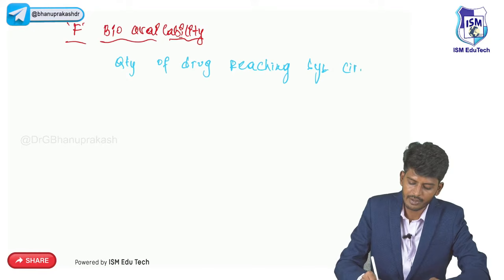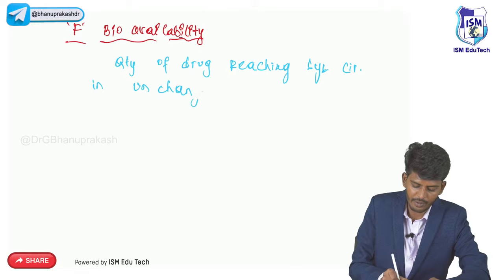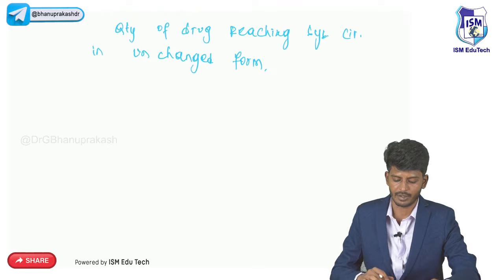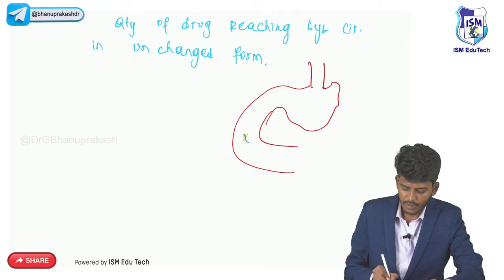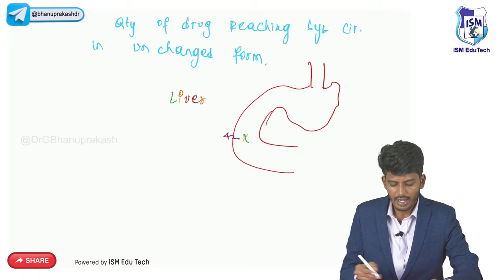Definitely you are getting bored when I tell you the definition. Unchanged form, I'll explain. Let's consider you gave a drug, let's take one acidic drug, drug X, whatever it may be. Now this drug gets absorbed and it will go to the liver. When drug X comes to the liver, the drug can get metabolized.